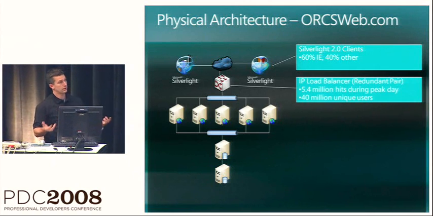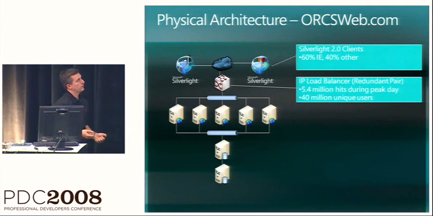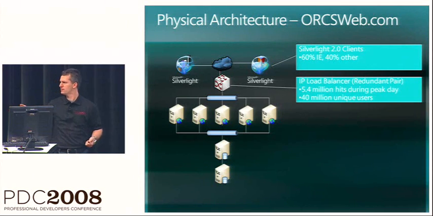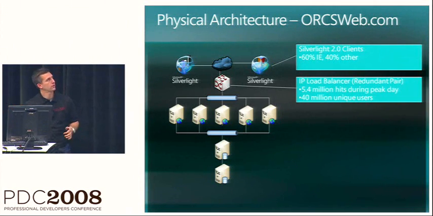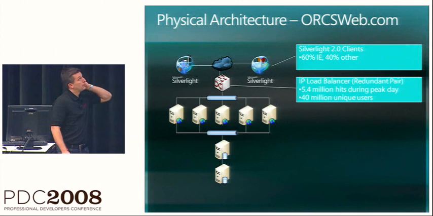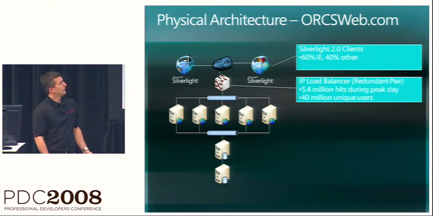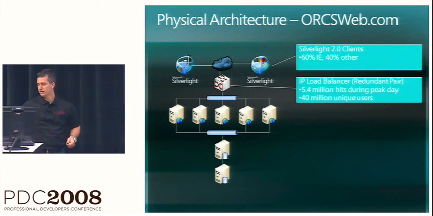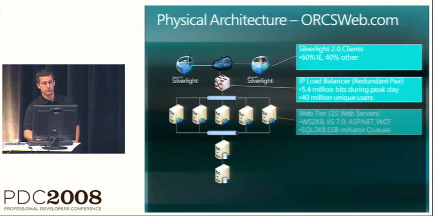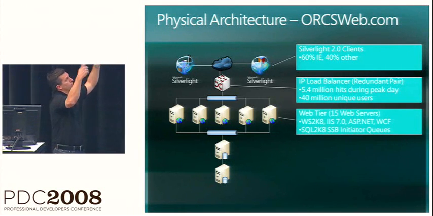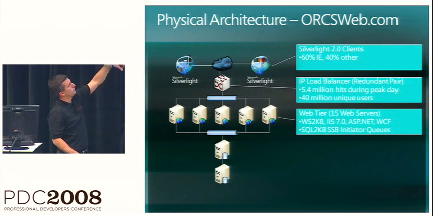We built out a server farm at OrcsWeb. We had 10 servers, I think. Yeah, 10 to start with, and then 15, fronted with a load balancer. And then we queued this all off into SQL Server Service Broker. So basically, as those Silverlight clients were gathering log information, they went through the load balancer.